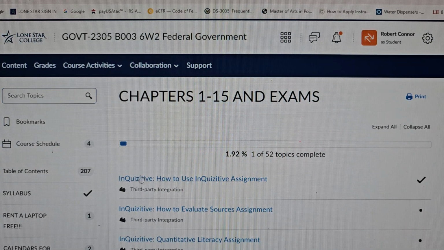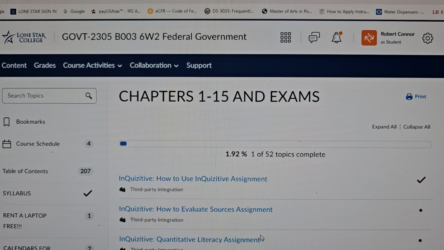After you have registered for the course, they call it registering, I call it getting access, you go back and do this inquisitive assignment, how to use inquisitive. You'll be surprised because the way they do it, the first question they ask and what they tell you to do is going to come up as an error. They do that deliberately because they want to show you what an error looks like when you are working the course. The second thing is the how to evaluate sources assignment.